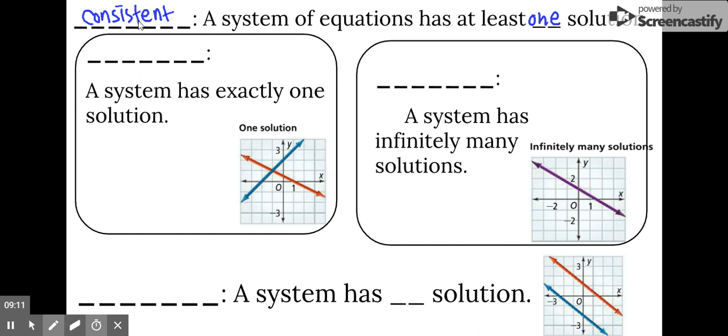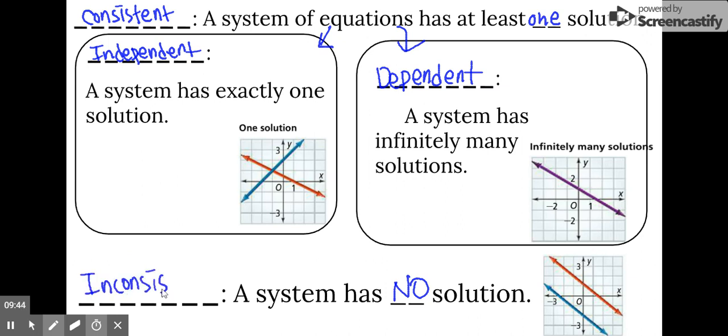And if a consistent system has exactly one solution, we call it independent. And if a system has infinitely many solutions, both are consistent, and we call it a dependent system. And when there's no solution, it is called an inconsistent system. Please copy it down and remember the terms.